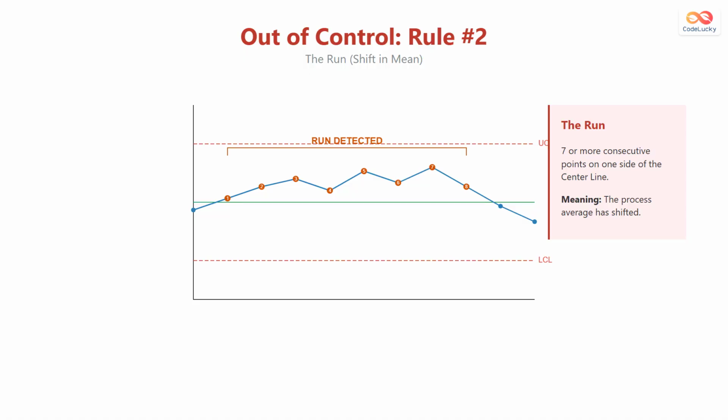Rule number 2 involves patterns. If you see 7 or more consecutive points appearing on just one side of the center line, this is a run. It indicates that the process average has likely shifted, even if all points are technically within the limits.